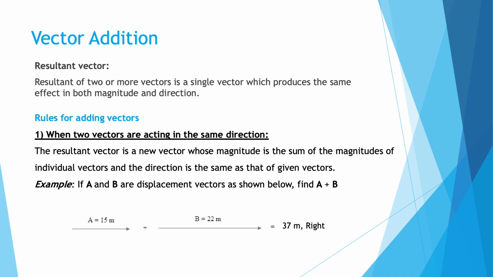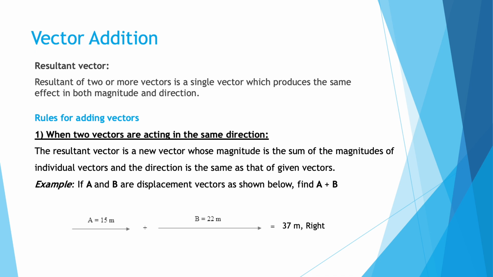Vector addition. Resultant vector. Resultant of two or more vectors is a single vector which produces the same effect in both magnitude and direction. Then rules for adding vectors. First rule, when two vectors are acting in the same direction, the resultant vector is a new vector whose magnitude is the sum of the magnitudes of individual vectors and the direction is the same as that of given vectors.